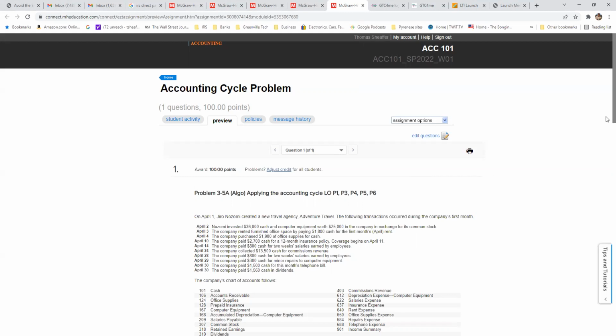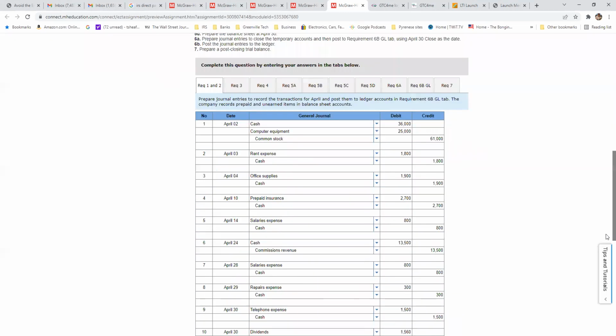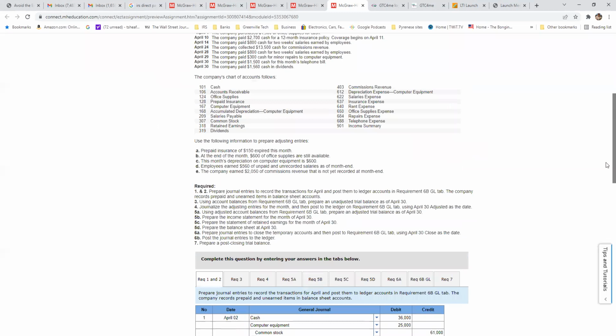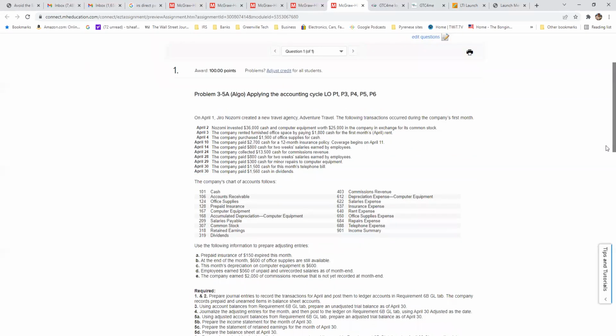And if I scroll down, you'll see under requirement 1 and 2, how they're posted to the general, I'm sorry, I said ledger, I meant to say journal, to the general journal, okay? So you're going to post all those transactions. By the way, do this in order.